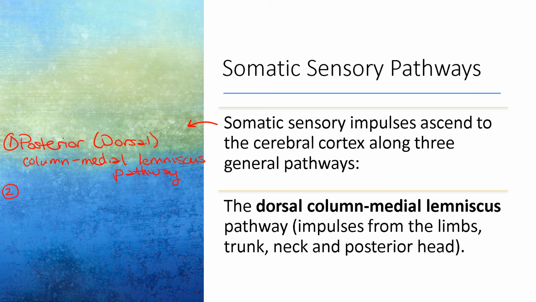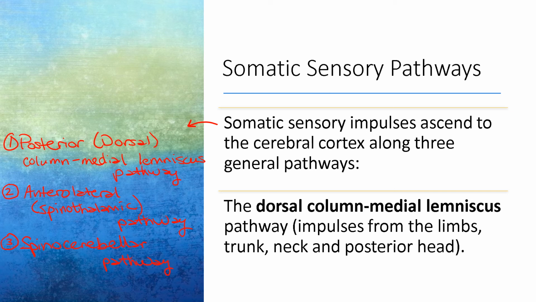Our second somatic sensory pathway is the anterolateral pathway. This is also called the spinothalamic pathway, almost more commonly called the spinothalamic pathway. And then our third major somatic sensory pathway is the spinocerebellar pathway. So these are going to be our three major somatic sensory pathways.